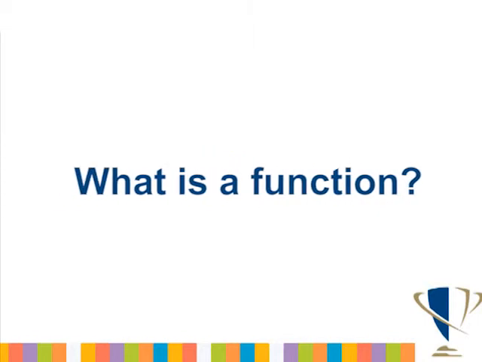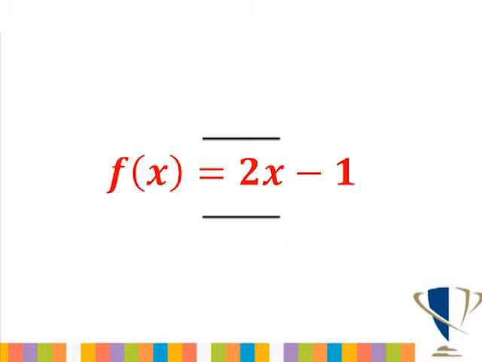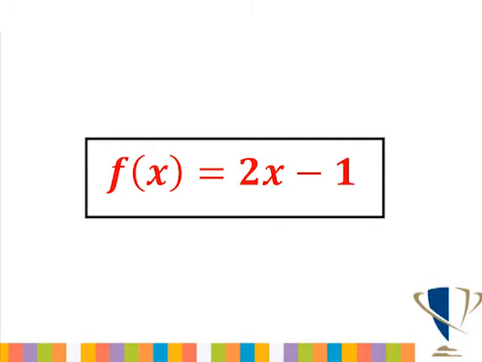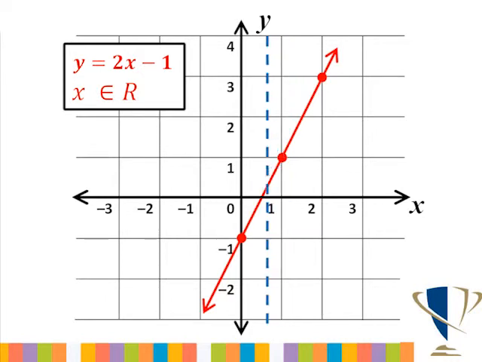So let's look at the important things about a function. If in a relationship between x values and y values, every x value or input value has only one y value or output value, then the relationship is a function. The function can be represented with a formula, for example, f of x equals 2x minus 1, and with a graph. One way to test whether a graph represents a function is to use the vertical line test.